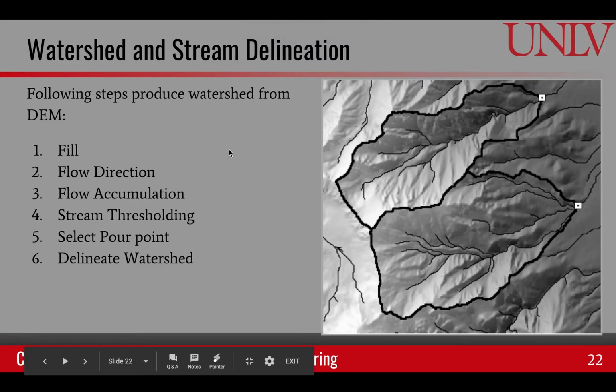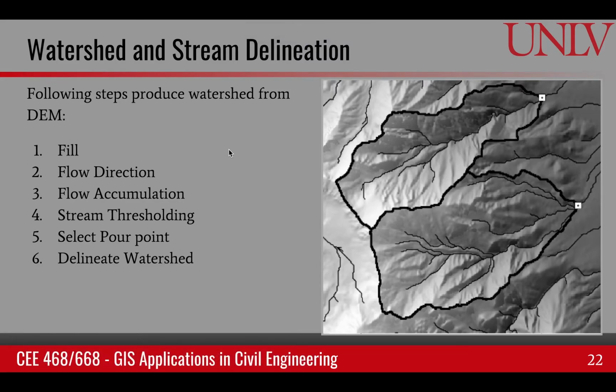In the watershed delineation steps, we will fill the holes and depressions in the DEM. Then we will find flow direction, which will be used to find flow accumulation. Flow accumulation will be used for stream thresholding, which will result in streams. Then we will create a pour point on the stream, and actually several pour points can be created, which will be used to delineate the watershed.